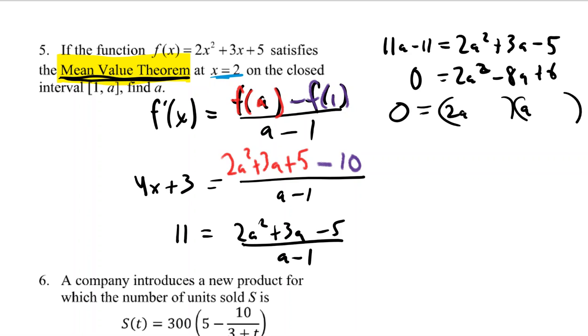Two numbers that multiply to 6 could be a minus 6 and a minus 1. Y'all okay with why that factors to what I need?